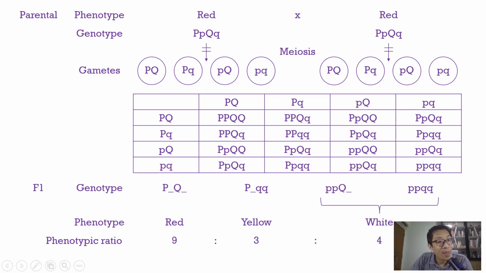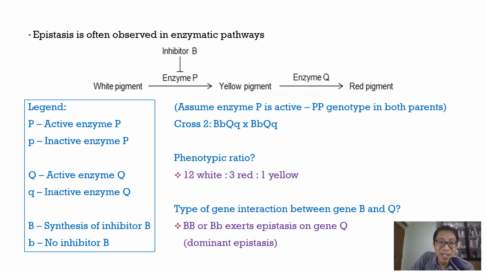Okay, so 9:3:4. In the same example, now we assume that active enzyme P is produced, and that the genotype is just homozygous dominant for P. So do we ignore gene P? We just look at the inheritance for gene B for the inhibitor and gene Q for enzyme Q. Okay, so we have a double heterozygote again, crossed with another double heterozygote. What would be the phenotypic ratio?